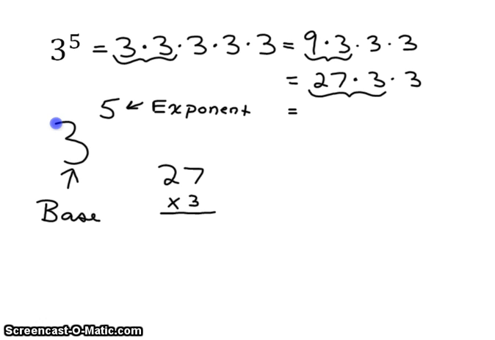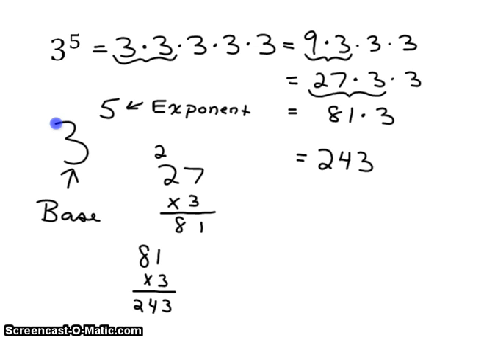We need to figure out what that is. 3 times 7 is 21. 3 times 2 is 6, plus 2 is 8. So we have 81 times 3 now. And now I need to do another multiplication. 81 times 3. 3 times 1 is 3. 3 times 8 is 24. So the answer would be 243.